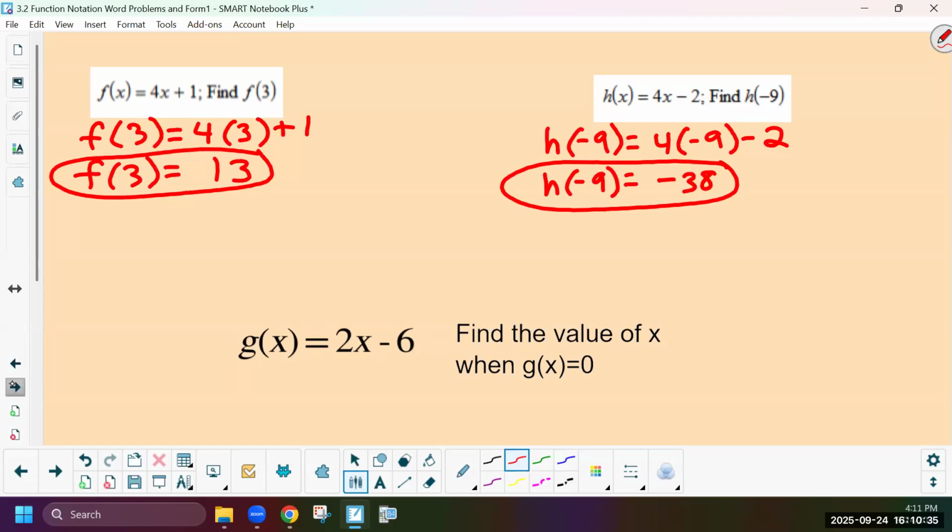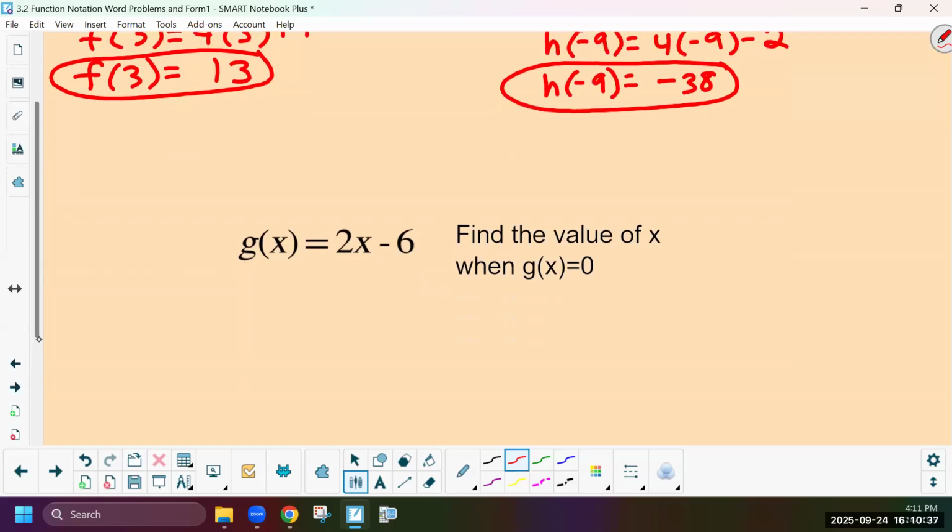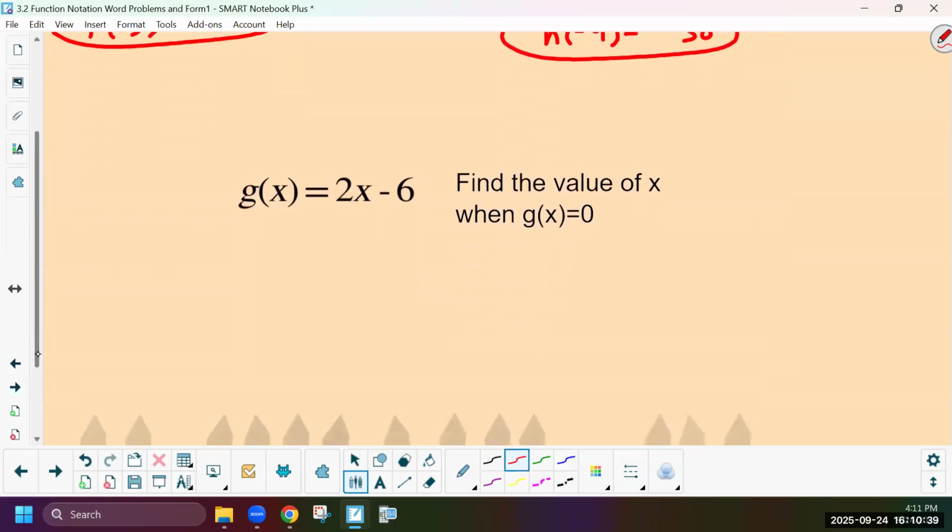All right, watch out on the next one. This was the caution that I talked about in the notes yesterday. This one is not asking you to evaluate when x is 0, okay? You notice here, the 0 is not inside the parentheses, it's on its own. So that means that the entire g of x side is going to become 0.